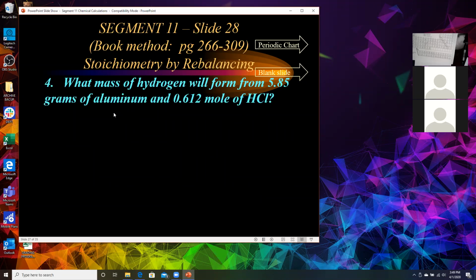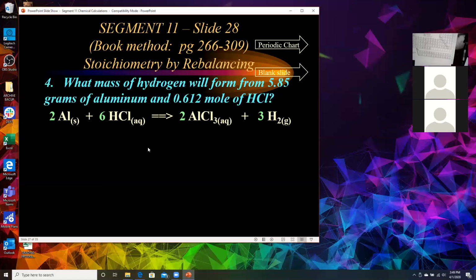Okay, now you want to make the average freshman chemistry student panic. Give them this type. This is called a limiting reagent problem. The book would tell you to work these kinds of problems twice, work it with the 5.8 grams of aluminum, and then work it again using 0.612 moles of HCl, and whichever one is smaller, that's the correct answer. That is correct. But why in the world on an exam would I want to work 2 problems when I can work 1? Look, let's do a rebalancing factor for aluminum.